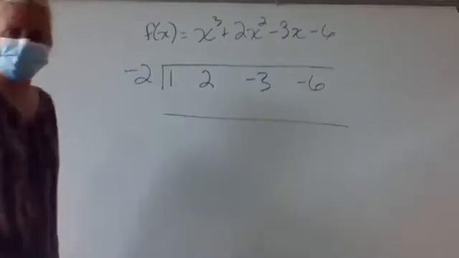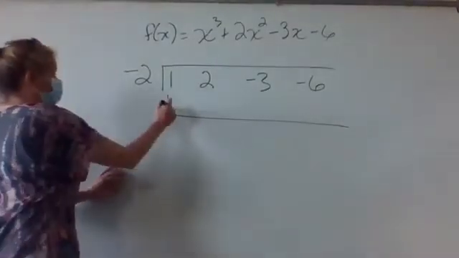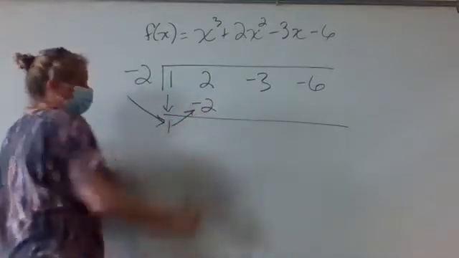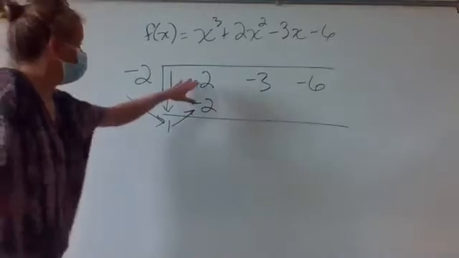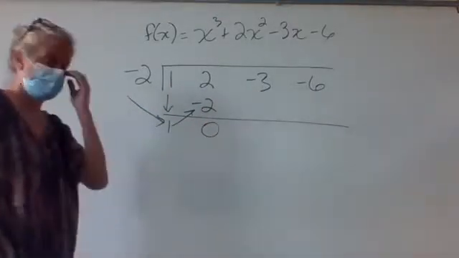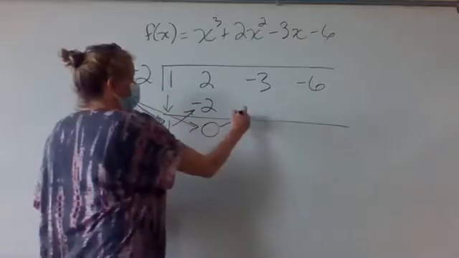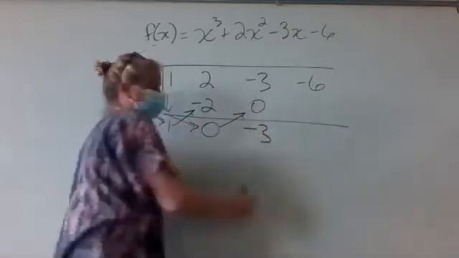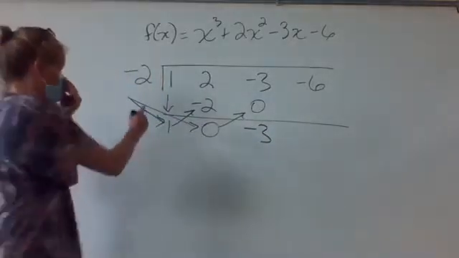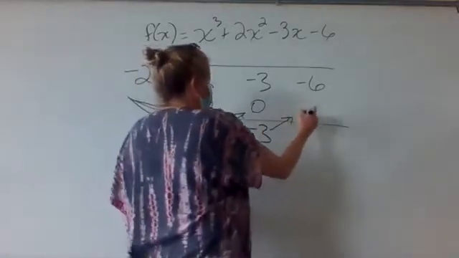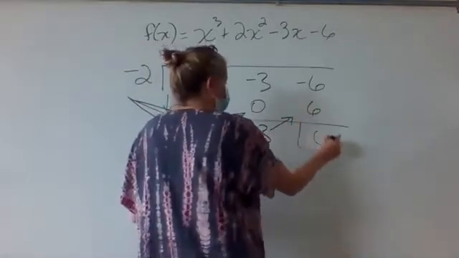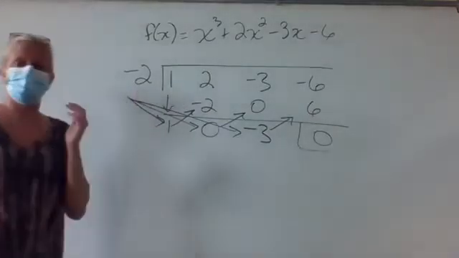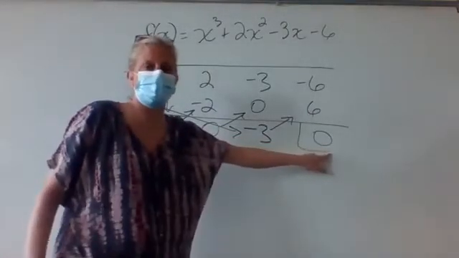Doing the synthetic division. Drop down your 1. Negative 2 times 1 is negative 2. Combine that straight down, you get 0. Negative 2 times 0 is 0. Add that straight down, you get negative 3. And the last one, negative 2 times negative 3 is positive 6. So when you add that straight down, you do get a 0, which we knew we would. It told us negative 2 was a 0, so we knew that was going to be the result right there.